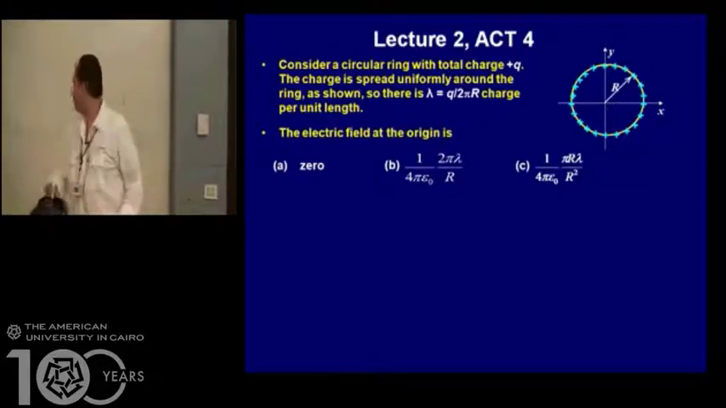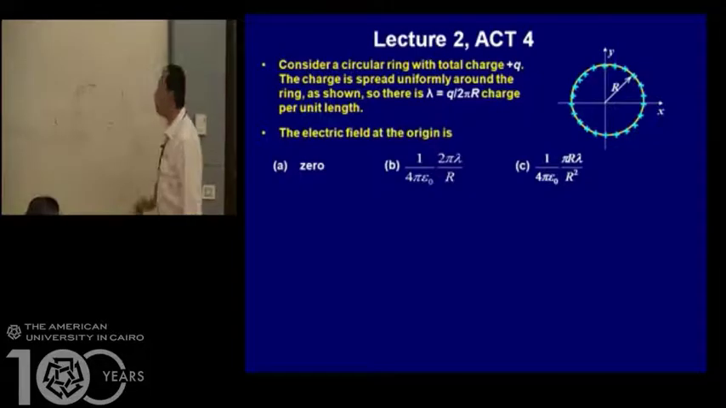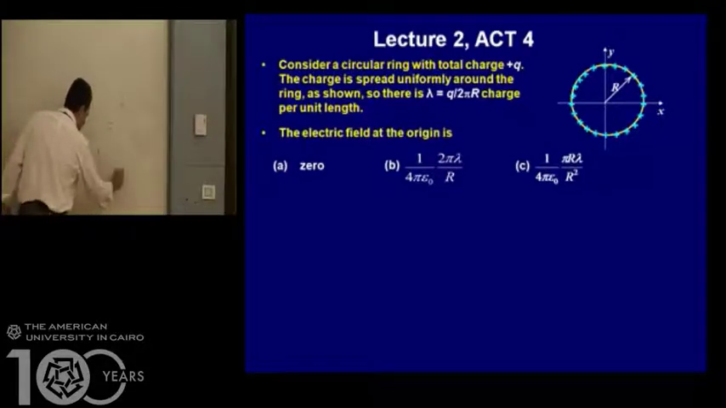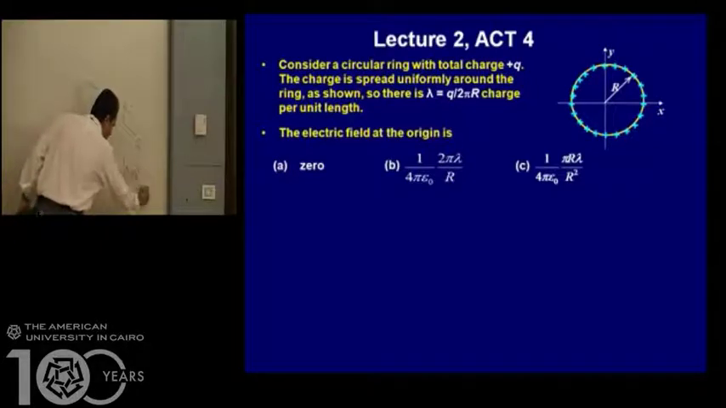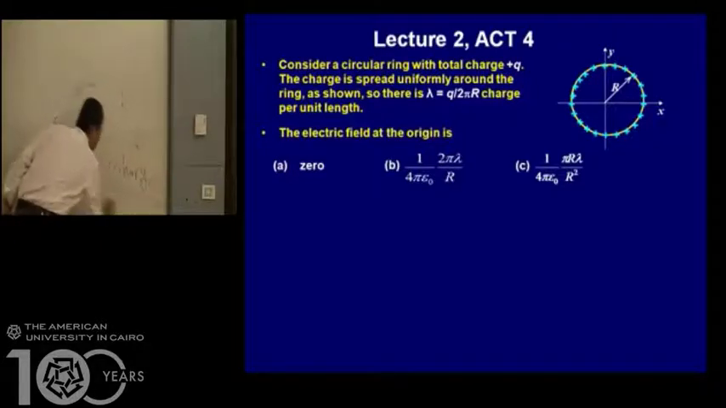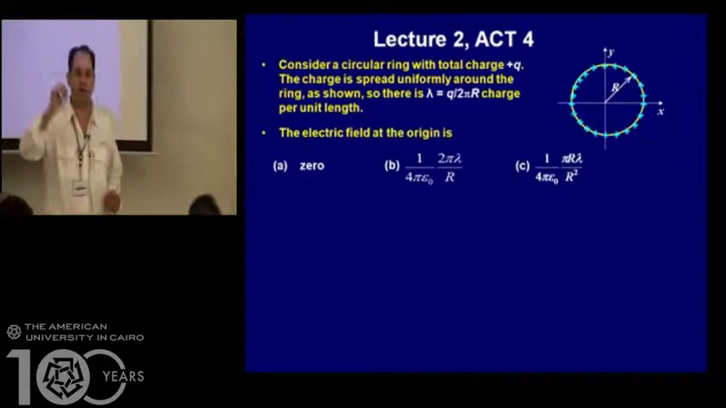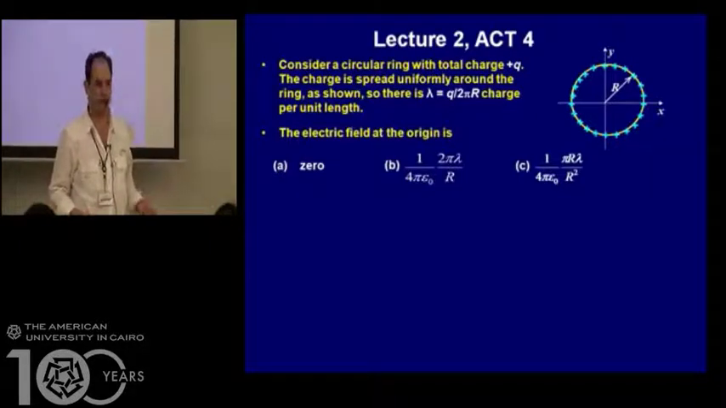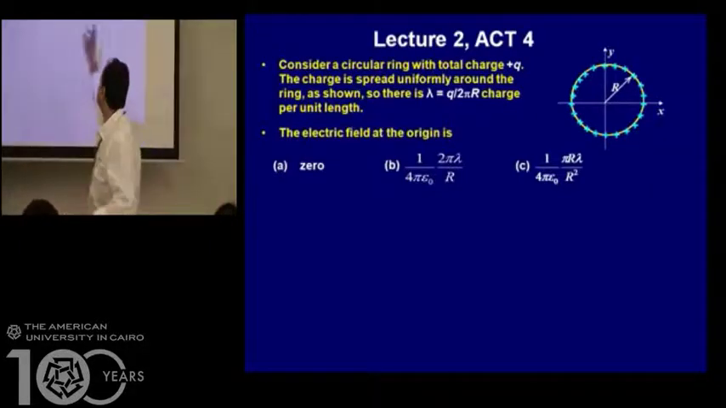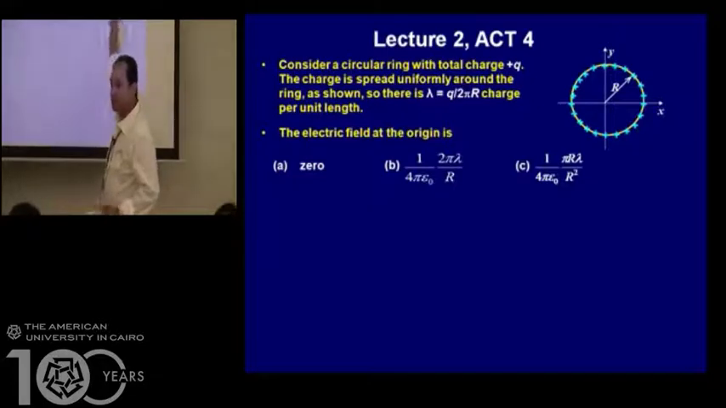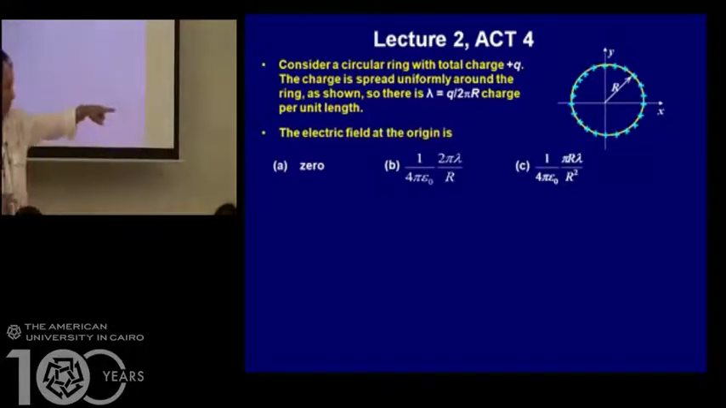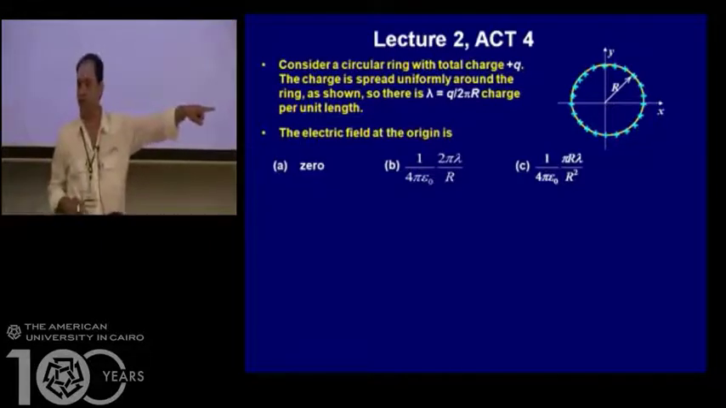So again, this is a valid equation only for a point charge, if I know the exact location of that charge. So we cannot use that equation in that case because we have a charge distribution. What we have to do is divide that ring into small segments.